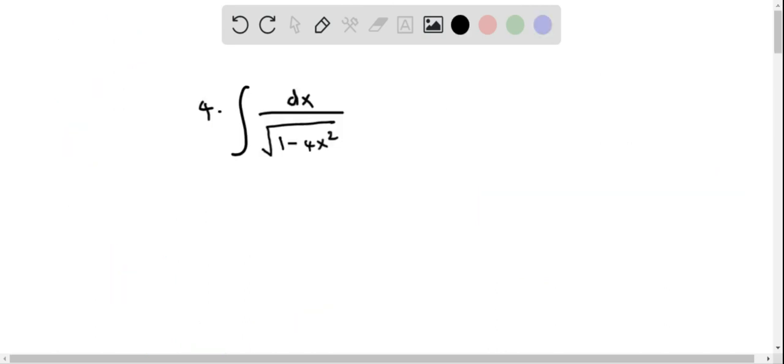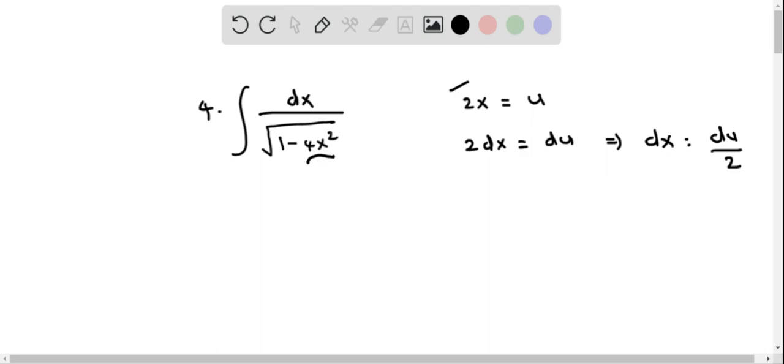Let's evaluate this integral in question 4. So we are going to evaluate this using the u substitution method. That is, we can let 2x equal u. And so this gives 2 dx equals du, or otherwise dx equals du by 2. I specifically substituted 2x equal to u because we can rewrite this as 2x quantity square. So that would be our first step.